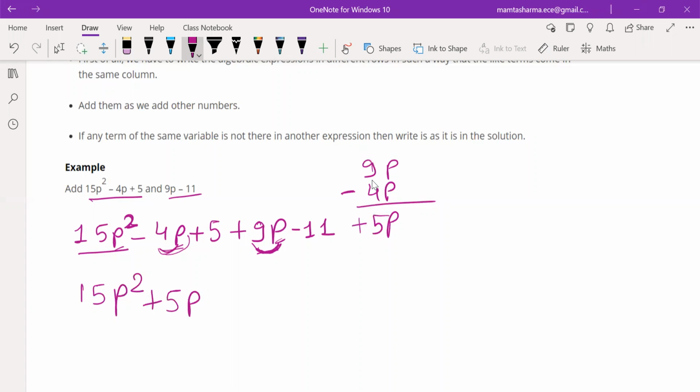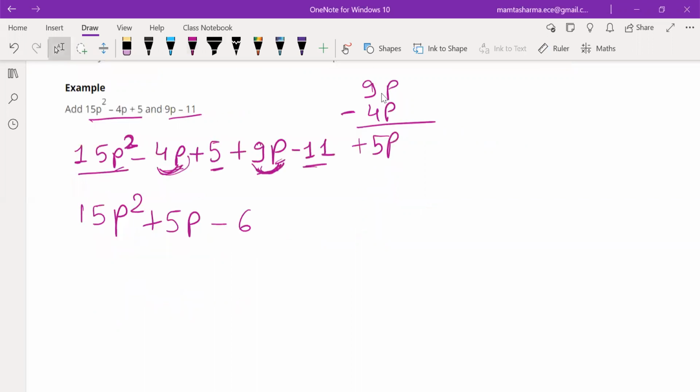Okay. Now this I took, the left out is 5 and minus 11. So are they like terms? Yes, ma'am. Okay, so can we add these like terms? Minus 6. Correct. Nityashri: 15p square plus 5p. That is 5p, ma'am. Minus 6, correct. If we add them, I will get this one.